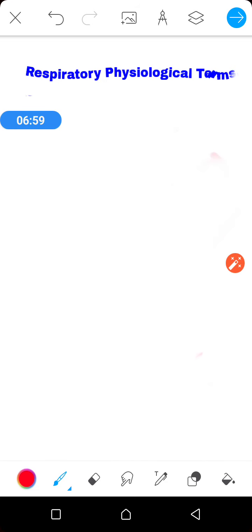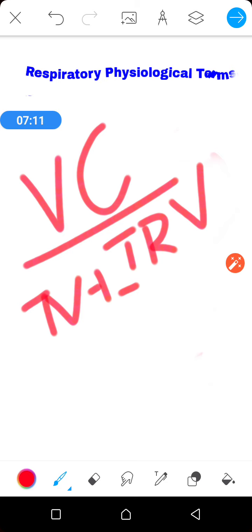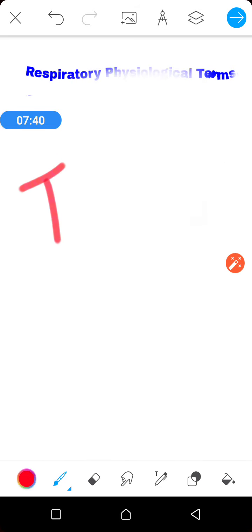The third term is the vital capacity or forced vital capacity. Vital capacity is the sum of tidal volume plus inspiratory reserve volume plus expiratory reserve volume. All the three terms that we used previously. Okay? Vital capacity is the volume of air that can be forcibly expired after a maximal inspiration. That means you inspired, maximal inspiration, and now you're expiring. So all the air is the sum of the tidal volume, inspiratory reserve volume, and the expiratory reserve volume, which is the vital capacity. And the last one is the total lung capacity.